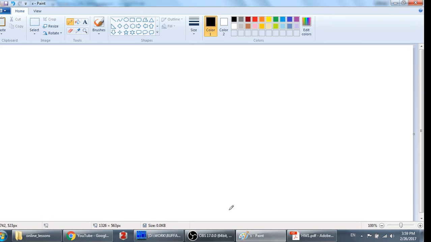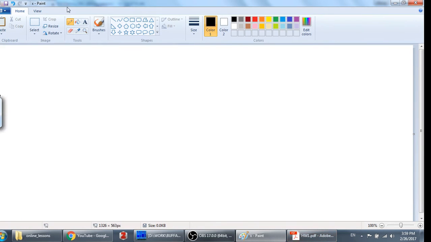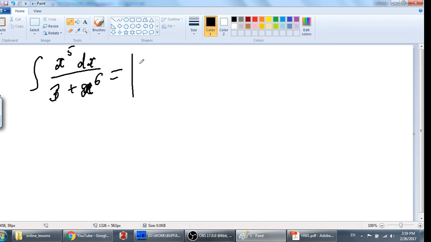The next integral is this one. What we have is the integral of x to the fifth dx over 3 plus x to the 6. So again, now we can do this the other way. Let's guess that our variable y is 3 plus x to the 6. Then let's compute the differential of y.